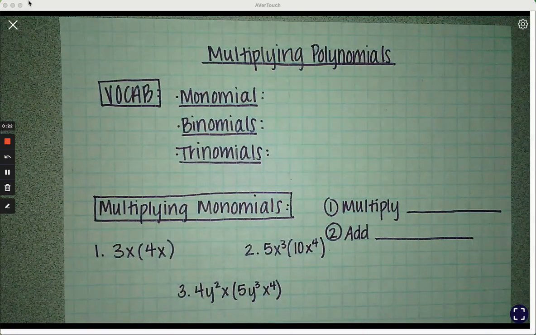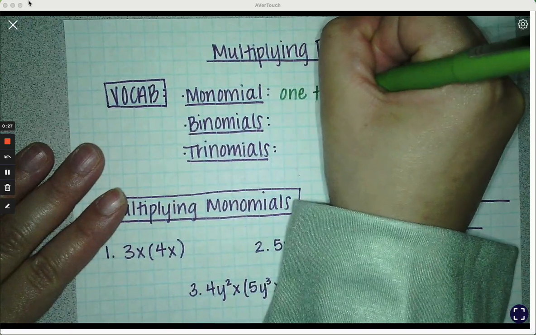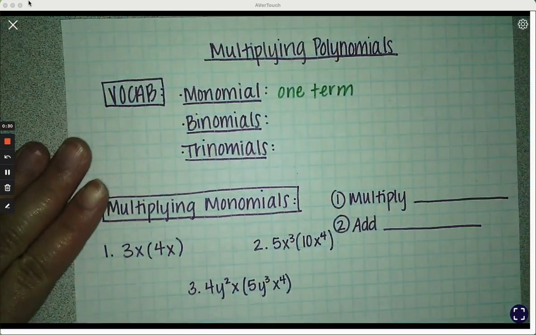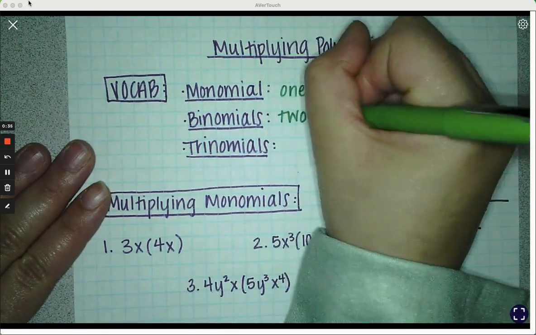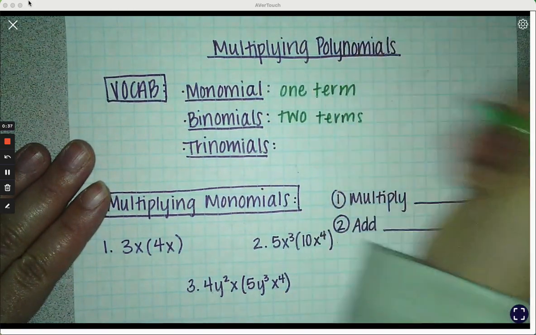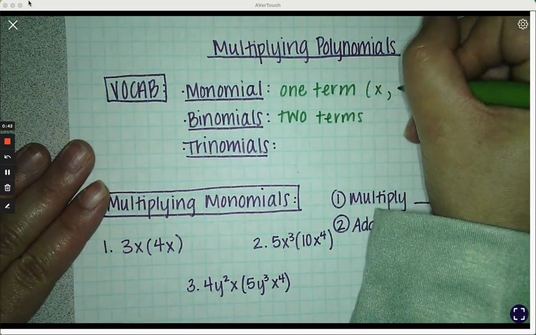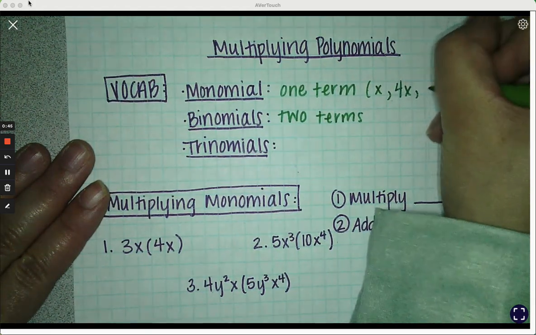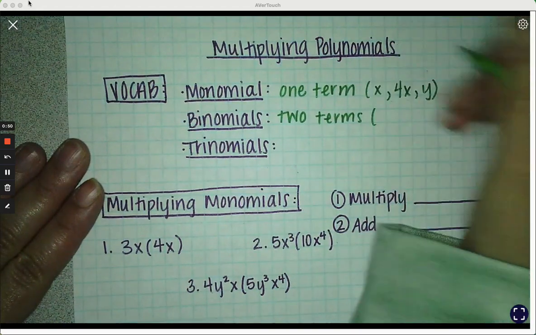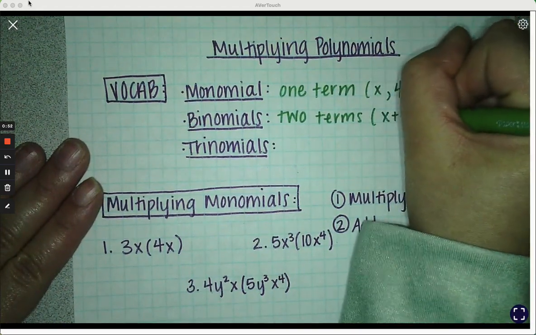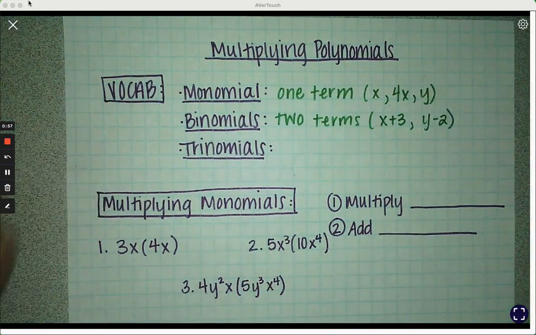All right, so a monomial only has one term. Okay, a binomial has two terms. So a monomial is something like x or 4x or y. Those are all examples of monomials. A binomial might be something like this, x plus 3, or y minus 2. Those are examples of binomials.